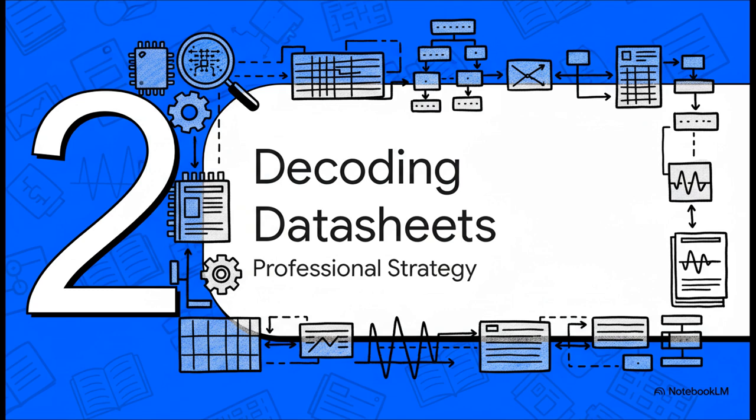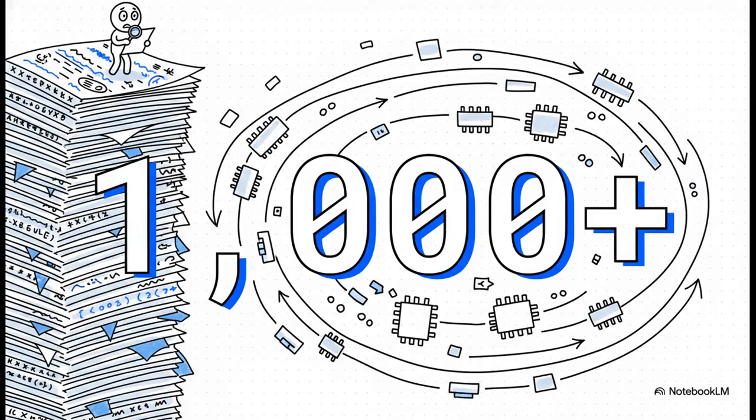Okay, moving right along to Section 2, Decoding Professional MCU Datasheets. Yep, 1,000 pages. That is the sheer volume of a typical STM32 documentation package. Honestly, staring down a 1,000-page PDF is enough to make a grown engineer cry. And that is exactly why you need a professional strategy to navigate it, because otherwise you're going to be completely lost in a sea of hexadecimal codes and voltage charts.